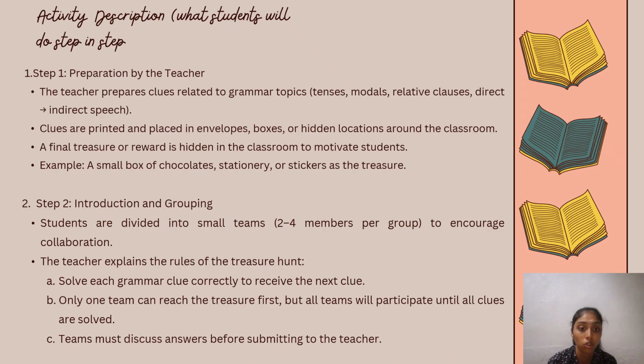Example, a small box of chocolates, stationery, or stickers as the treasure. Second step is introduction and grouping. Students are divided into small teams, two to four members per group, to encourage collaboration. The teacher explains the rules of the treasure hunt: solve each grammar clue correctly to receive the next clue. Only one team can reach the treasure first, but all teams will participate until all clues are solved.